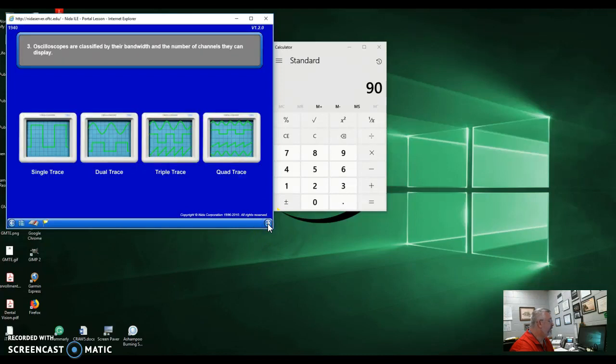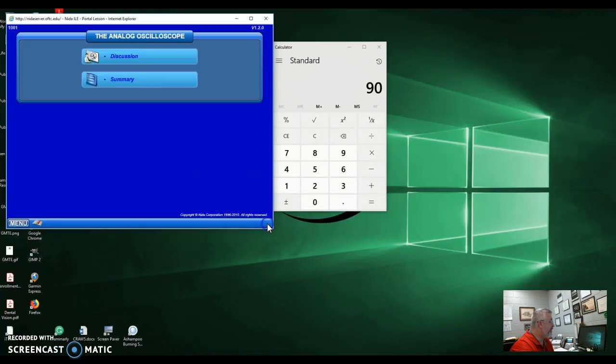So again, they come in single trace, dual trace, all the way up to a quad trace. We've got duals, and that's pretty much it.